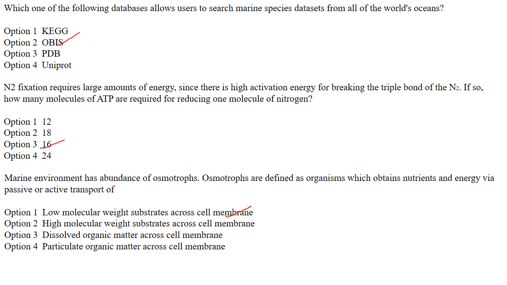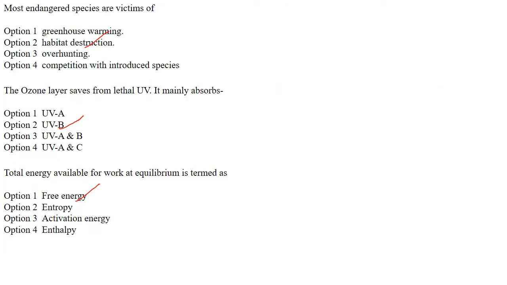Marine environment has abundance of osmotrophs. Osmotrophs are defined as organisms which obtain nutrients and energy via passive or active transport of low molecular weight substrate across cell membrane. Option 1. Most endangered species are victims of habitat destruction. Answer is option 2. The ozone layer saves us from lethal UV. It mainly absorbs UVB. Total energy available for work at equilibrium is termed as free energy.